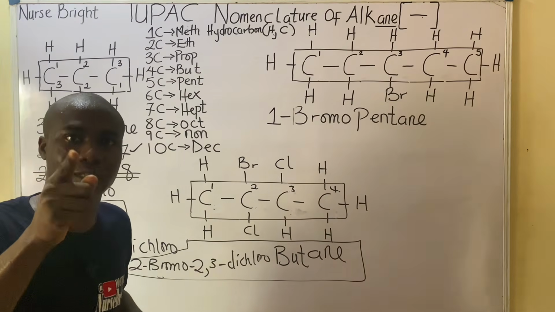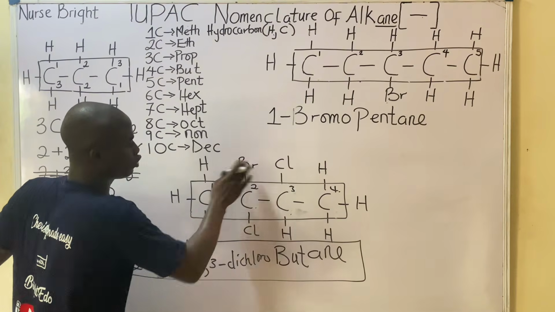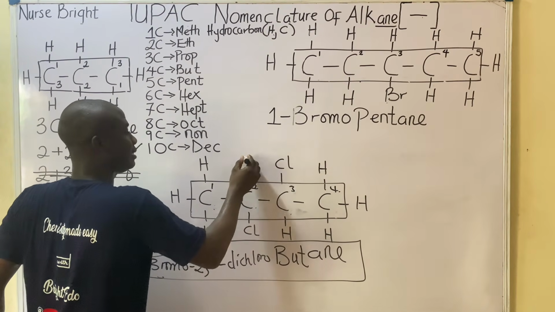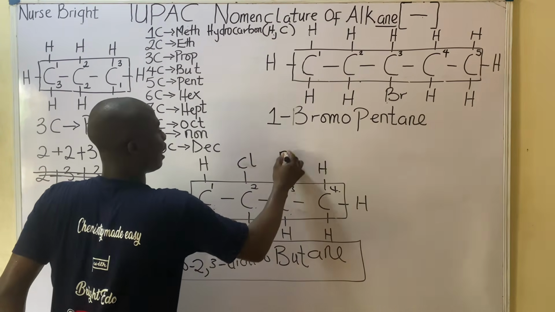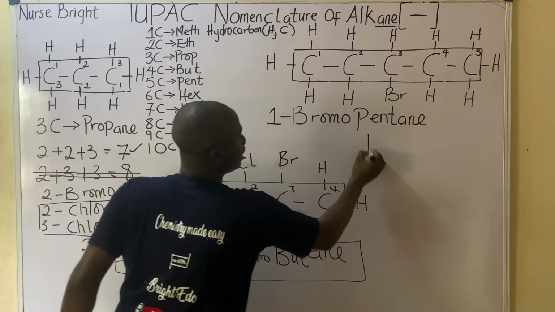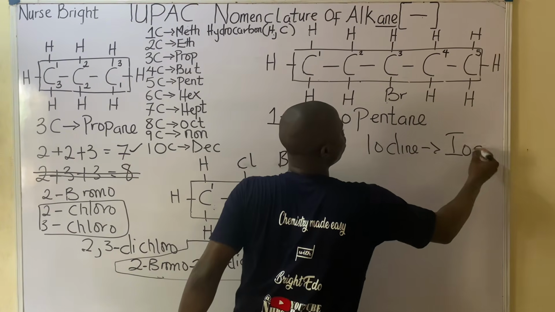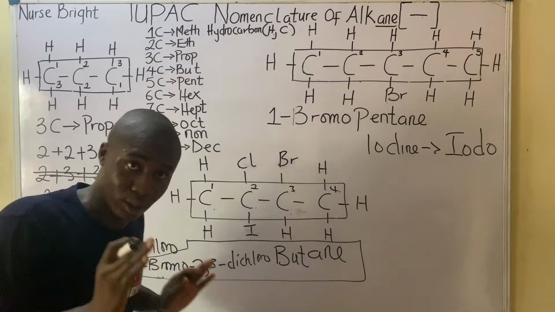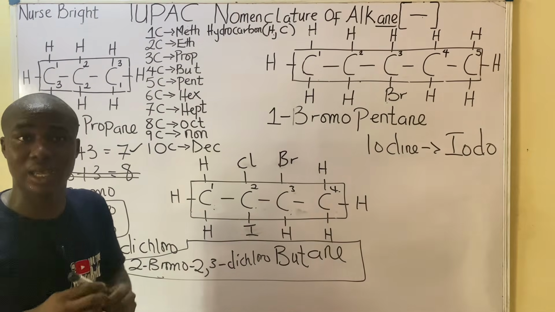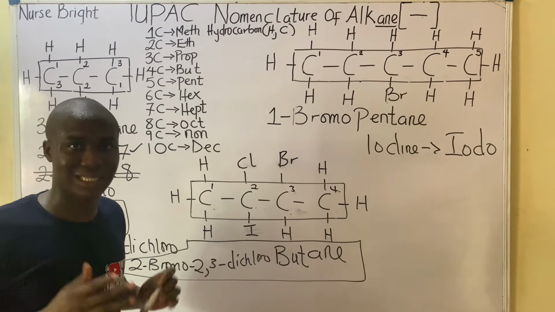So I want to give you one practice question so you solve and provide the answer in the comment section. Let me restructure it. Let's say I put Cl here, I put Br here, and also I put I here. This is iodine. Remember, iodine will change to something like iodo. So I believe you can do it. Take your time. You'll be able to solve this question. Okay? It's actually very easy. So let's get over to the next practice examples.